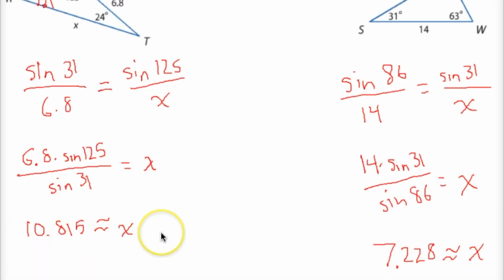So notice in all of these, just like when we were doing the SOHCAHTOA problems, where the hypotenuse is supposed to be the longest side, we still remember those laws about triangles still hold. The largest angle is opposite the largest side. The medium angle is opposite the medium side, that kind of thing. So if this is 6.8, we found out this is 10.815. That's good because 31 is a lot smaller than 125. And this one, we have this 14 that's opposite 86, and x is a lot smaller. It's opposite 31, so that's fine.